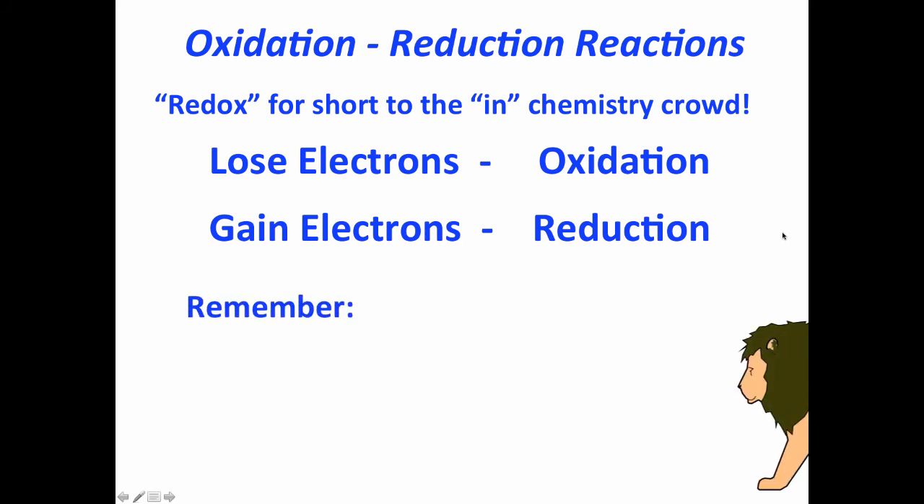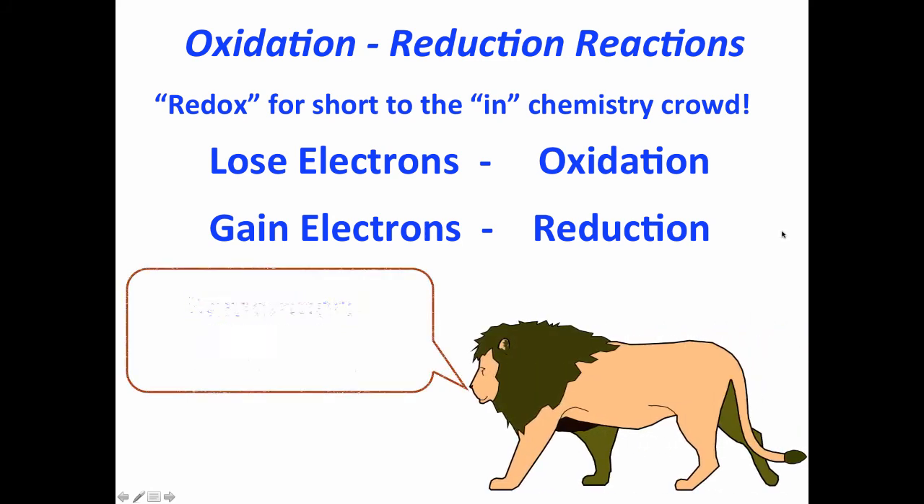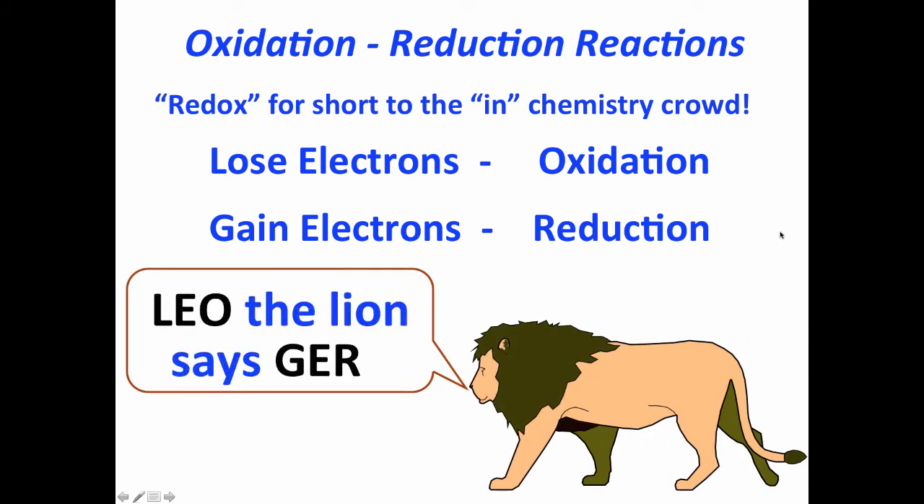My suggestion is always remember that Leo the lion says grr. Leo is lose electrons oxidation, grr is gain electrons reduction. So maybe that'll help you remember and keep it straight.